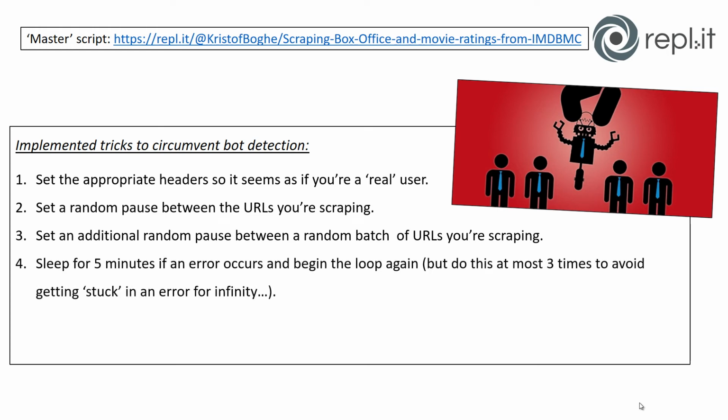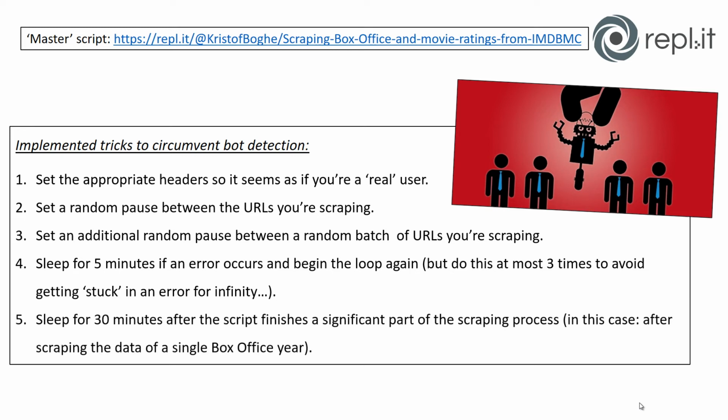A fourth trick is that whenever it did detect me as a bot, I asked the script to sleep for 5 minutes. So if an error occurs, if my script says, okay, they kick you out, you can't access the page, I'll sleep for 5 minutes, and then I start the loop again and try to access the page again, and so on. But if it kicks me out 3 times in a row, so after waiting 5 minutes, I try again, again an error, I try again, and if it then doesn't work, I just break the script, because otherwise I risk getting stuck in an error loop for infinity.